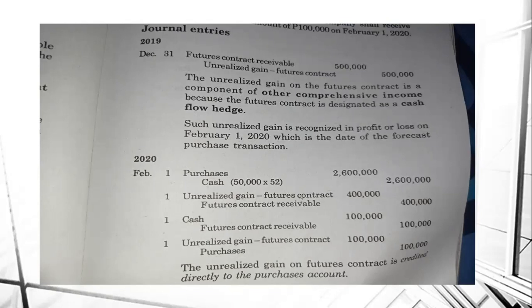Tapos, entry mo itong cash na na-receive mo, cash na 100,000. Tapos, credit niya po siya pang-receive ng 100,000. Tapos, di ba nagpa-gains mo? Unrealized gain, so 100,000 purchases, 100,000. So, next natin.